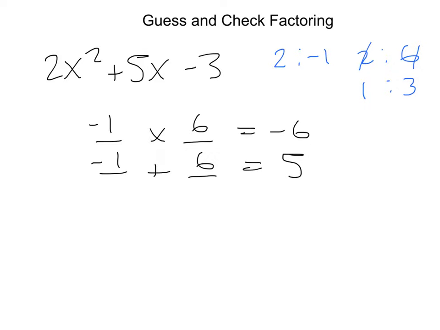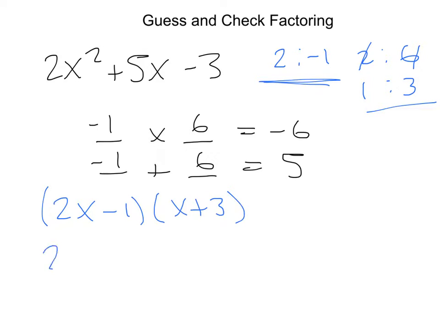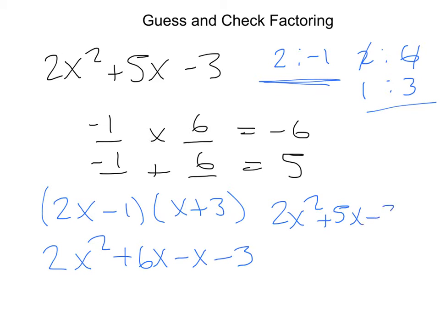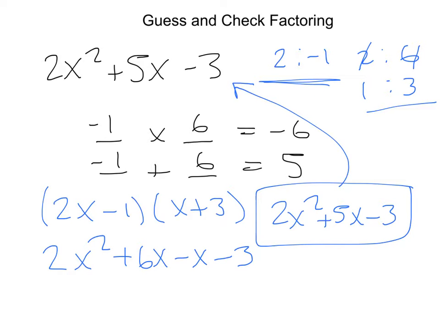So then what you do is you take, since this one can't simplify anymore, we go and write that as 2x minus 1. This one is now in the simplest form, so we say x plus 3. We say 2x squared plus 6x minus 3. Then you simplify that, you say 2x squared plus 5x minus 3. So that means we got what we started with, which is what our goal was.